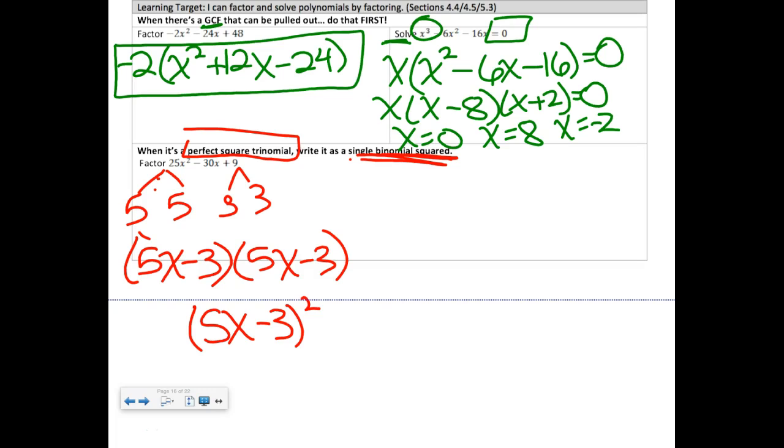How are we doing? Okay. All right, we're going to get into our more recent factoring.